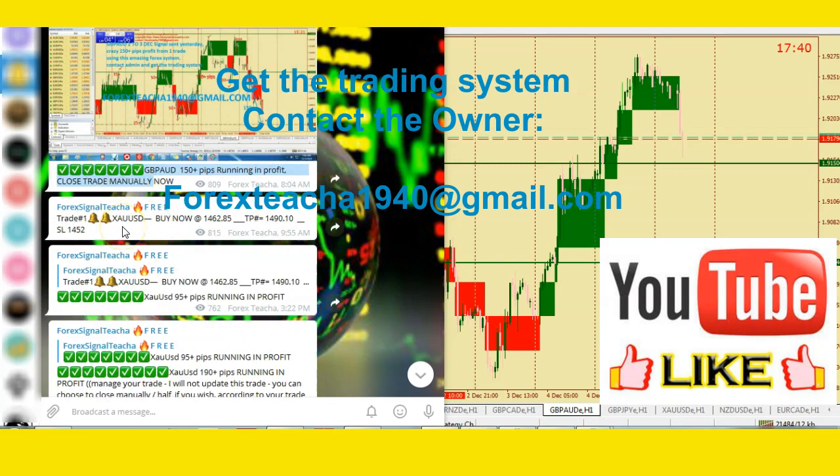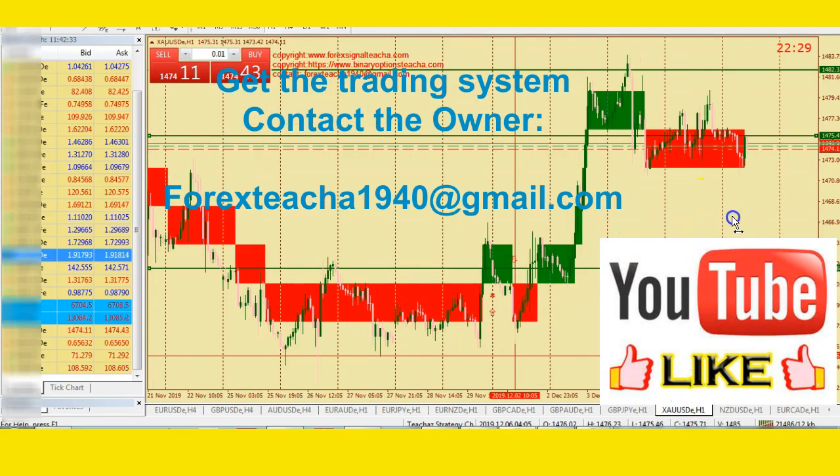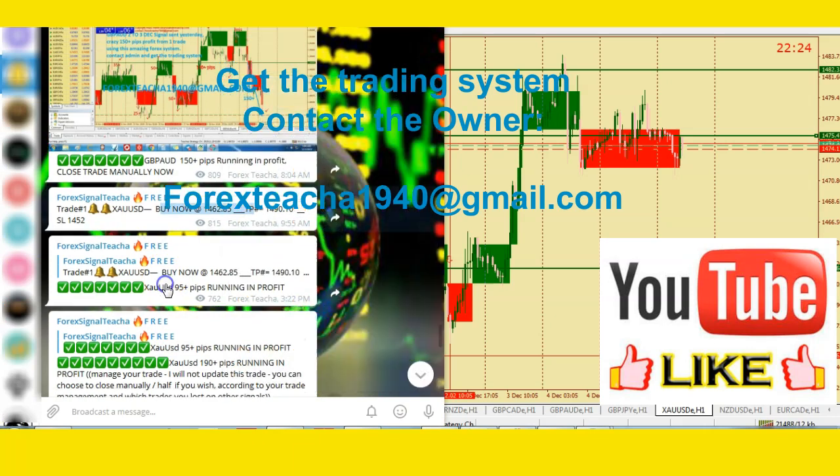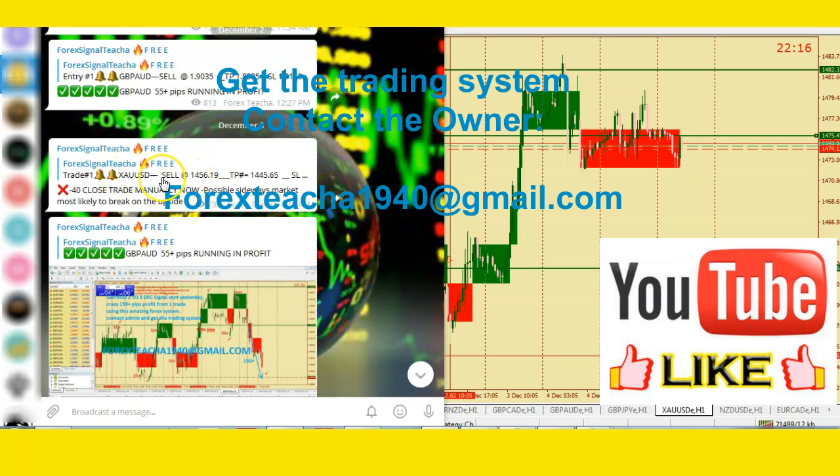This was a gold trade. This is the symbol for gold. You can see it was a buy now at this price, 1462.85. So if I go to gold here, you also see the same trade here. This was actually the sell trade that we saw before, which was a losing trade. Let me show you the sell trade. So this was the sell trade here.